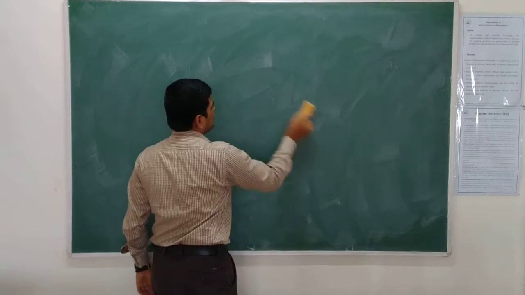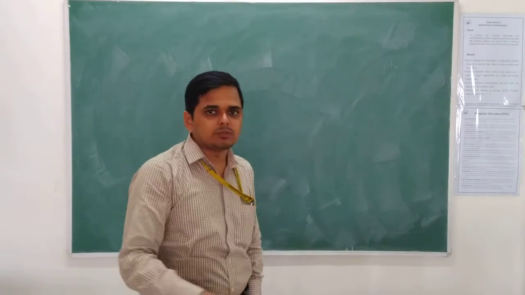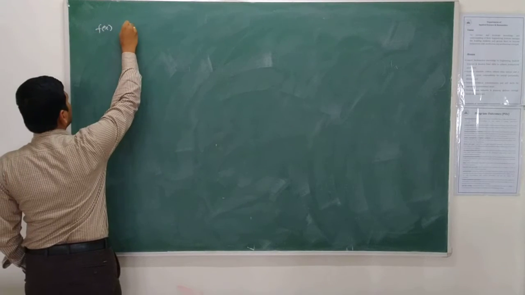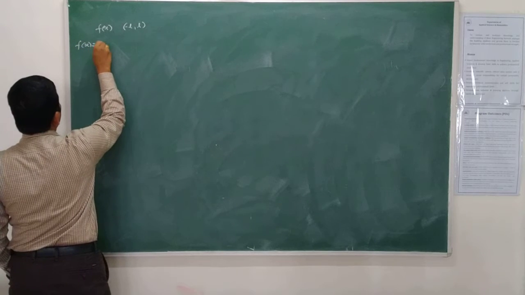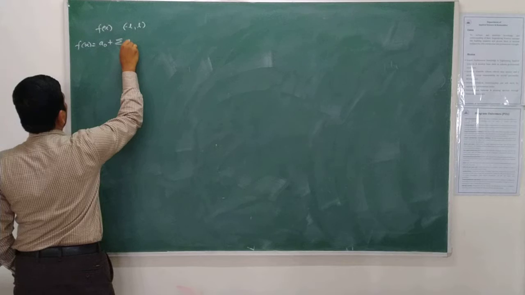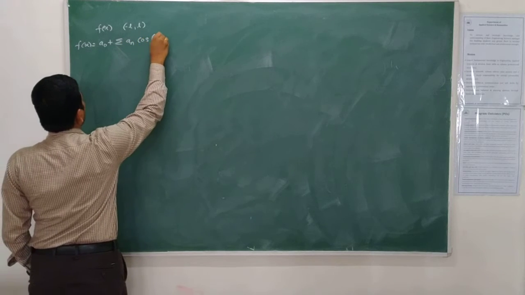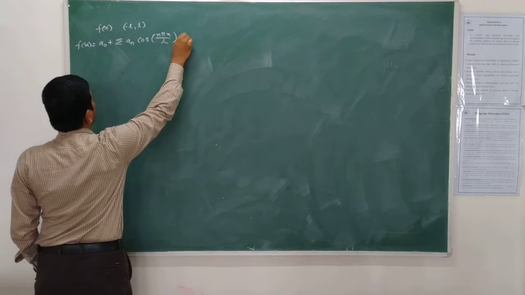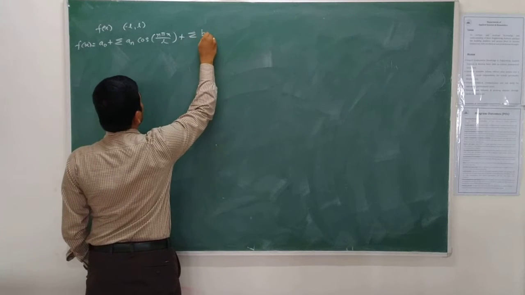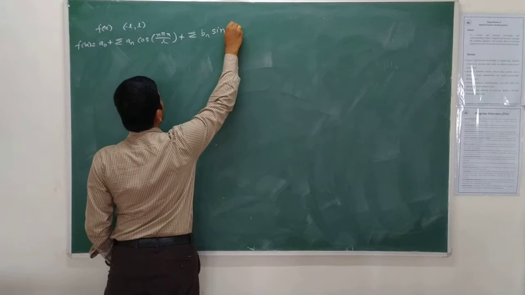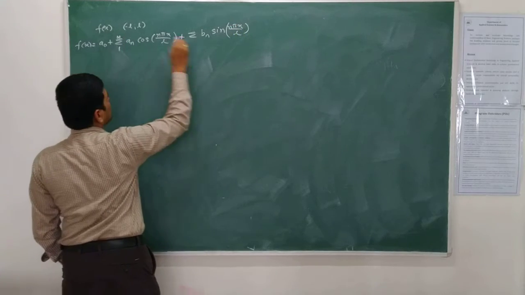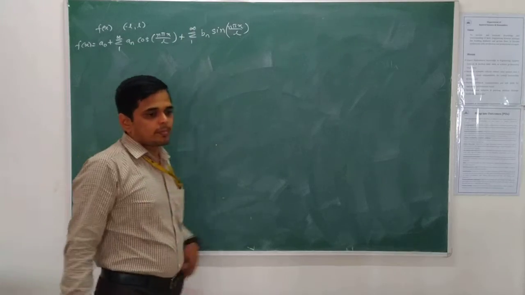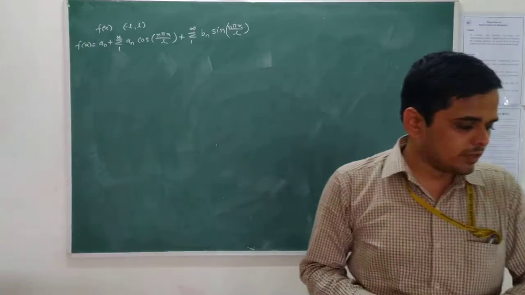Now, previously we have seen what is meant by Fourier series. Let f of x be a function having the Fourier series expansion in the interval minus l to l, then it is given by f of x is equal to a naught plus summation an cos of n pi x upon l plus summation bn sin of n pi x upon l, and the limit is from 1 to infinity.